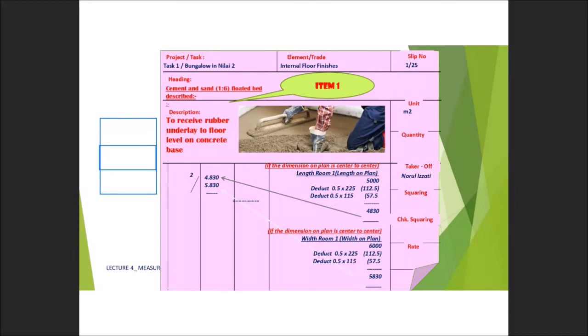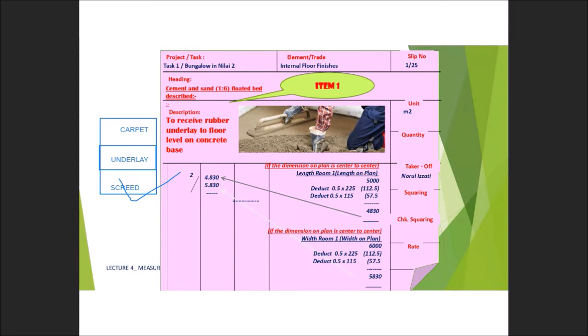Okay, let's say this is your concrete floor. This is your screeded bed, and then this one is your rubber underlay, and then this is your carpet. So if you look at this example of the description, cement and sand floated bed to receive rubber underlay, that means you are measuring this part, but to receive rubber underlay. So this is the example where carpet has 3 layers.